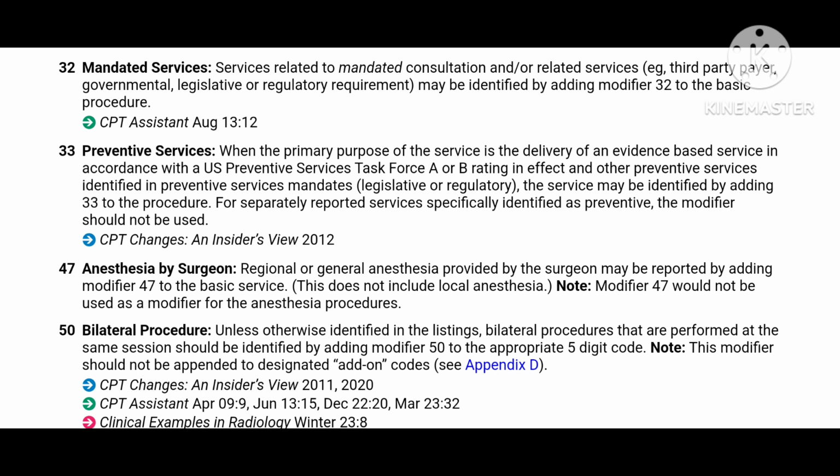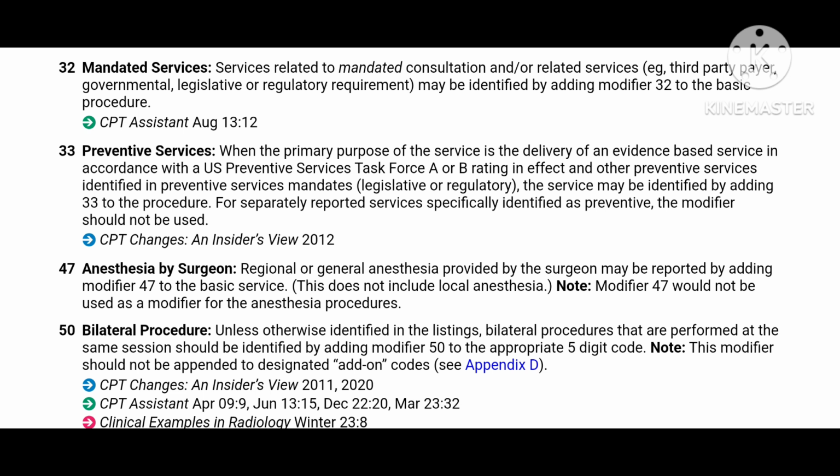In such a case, don't report any anesthesia code. Just report surgery code with modifier 47. So whenever surgeon is giving anesthesia, we don't have to report an anesthesia code because there is no role of anesthesia doctor there. Report only the surgery code, whatever the surgery is.